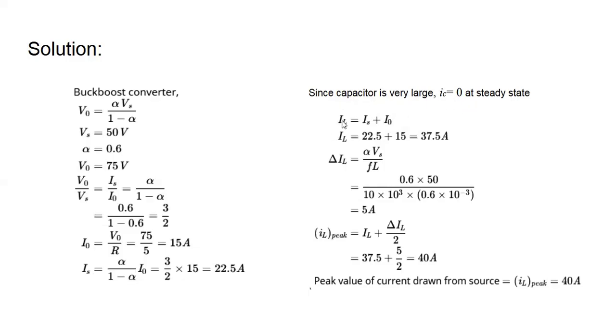Since the capacitor is very large, we can take IC as 0 at steady state. So we can write IL equal to Is plus I0. We found Is equal to 22.5 and I0 as 15 ampere. So IL will be equal to 37.5 ampere.